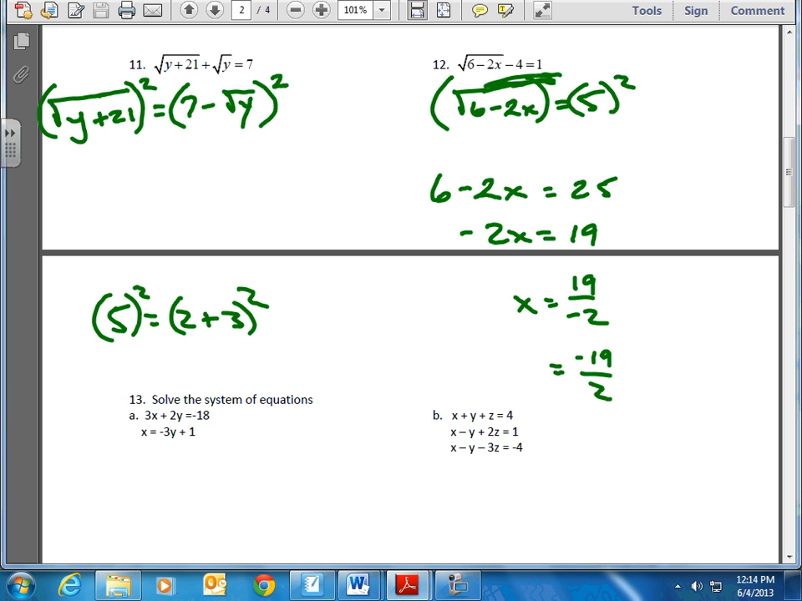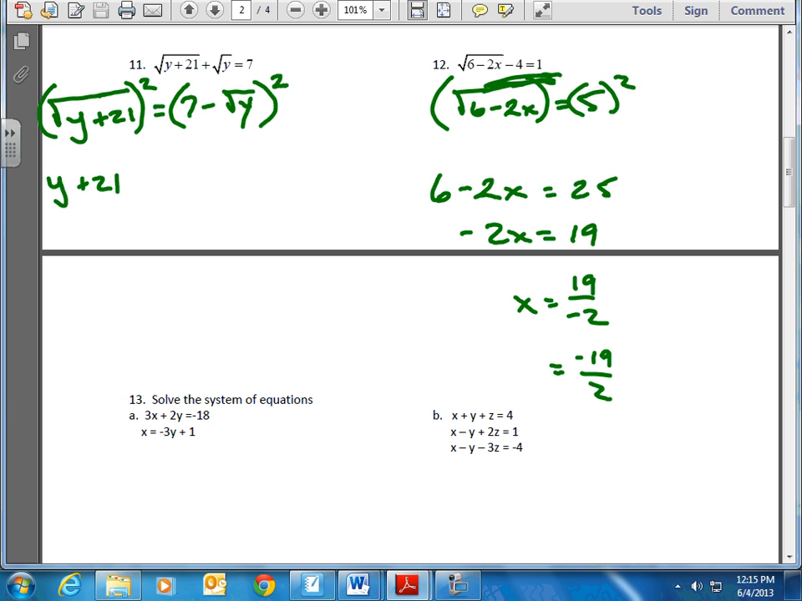So when I say square both sides, do not simply square each term in the sides. I have to square the whole side. Left-hand side is easy. The square root and the square cancel, which was my original goal.